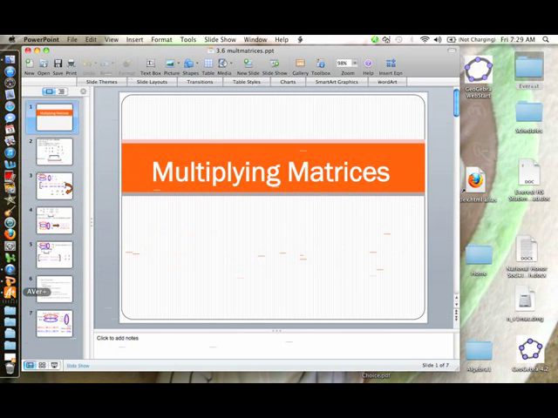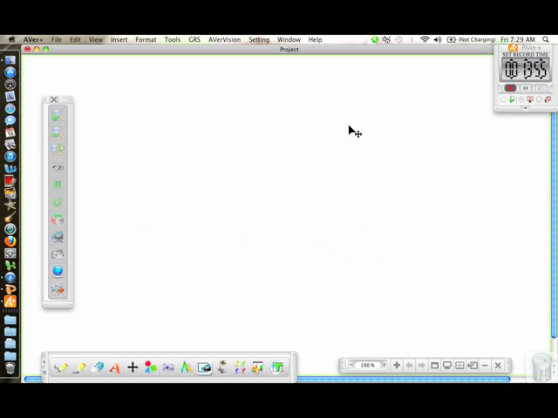Hopefully that helped you understand how to multiply matrices. We'll have one more video that goes through a few more examples, and we'll talk about the example that we talked about in class earlier with toy cars and toy trucks.